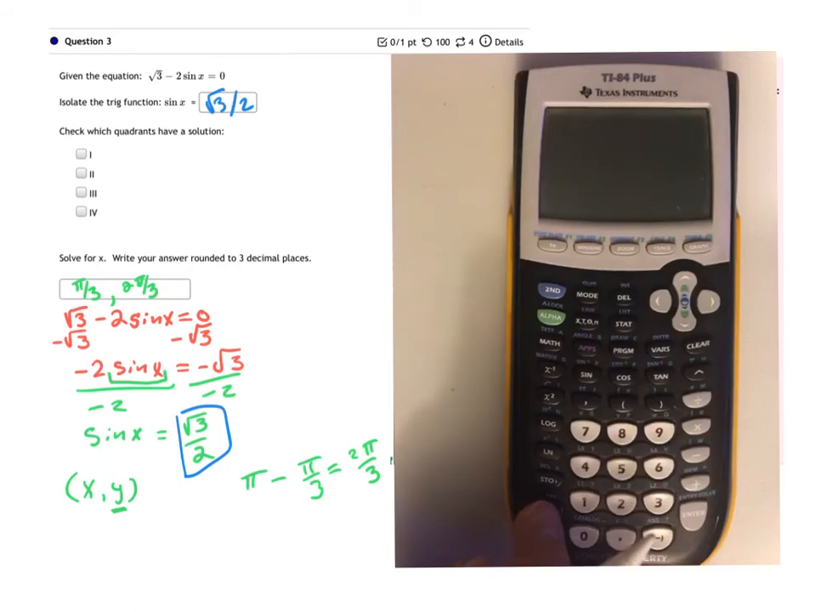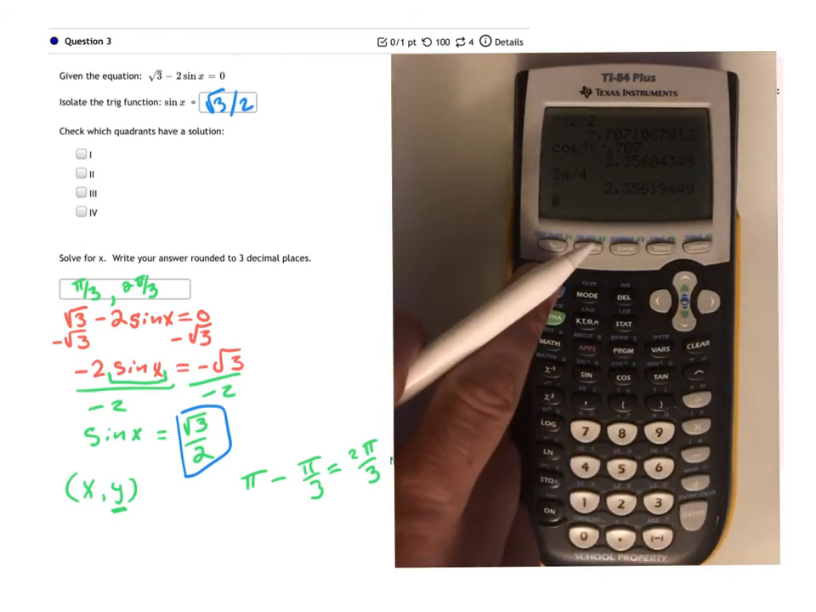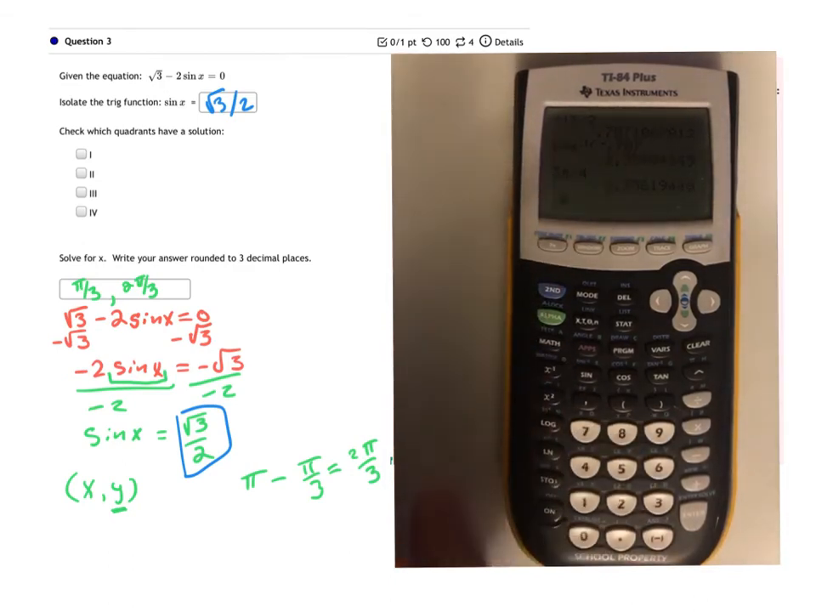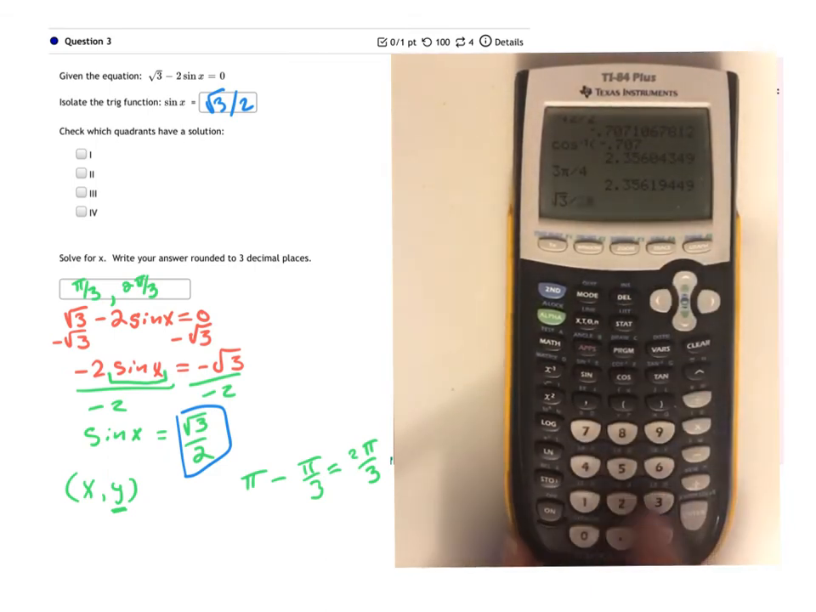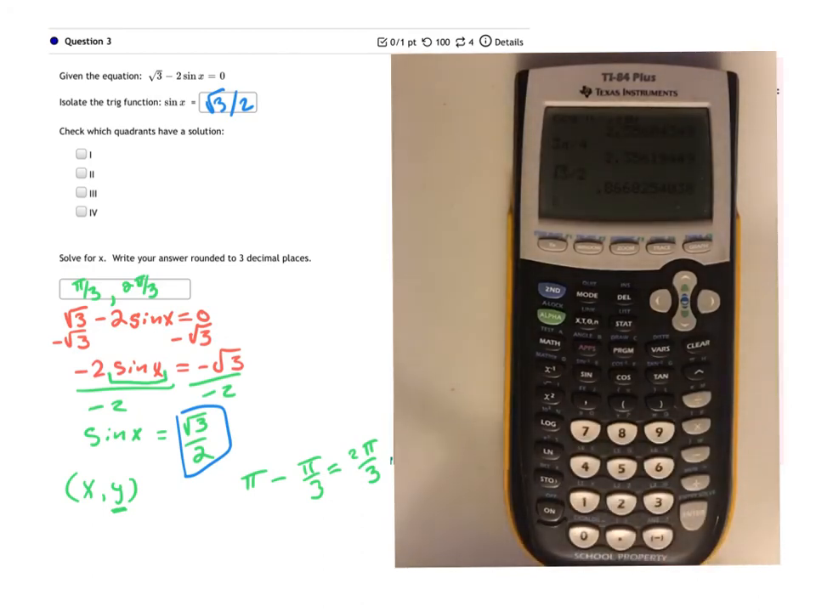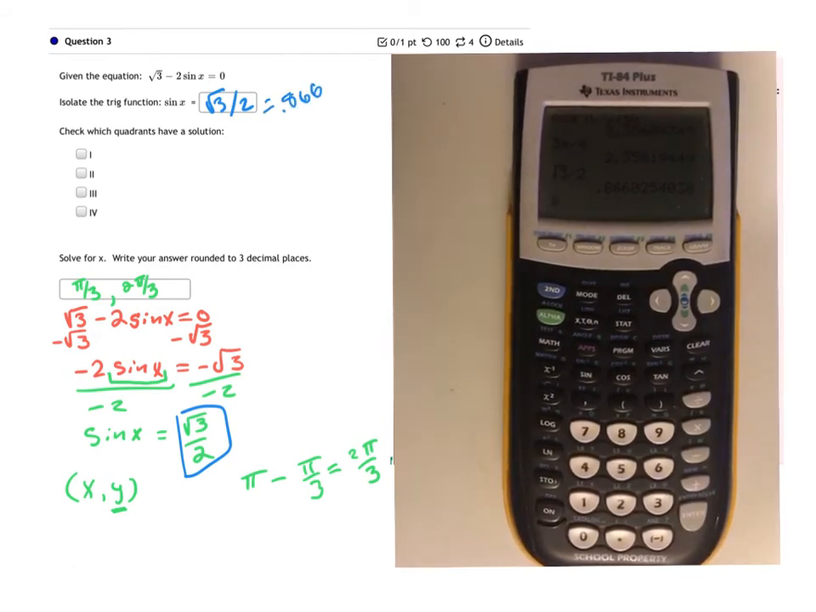So just like with cosine, the first thing I'm going to do is isolate the sine function, which is the square root of 3 over 2. So I'm going to go second and square root of 3, and then arrow over, divided by 2. So as a decimal, I would end up with 0.866. So this would be the same as doing 0.866. Now I forgot to do the quadrant one, so I'll just do that real quick right now. When sine is positive, it's positive in the first and in the second quadrant, because that's where y is positive.